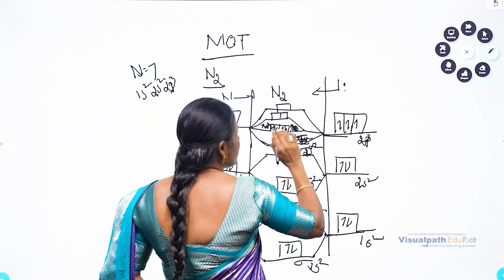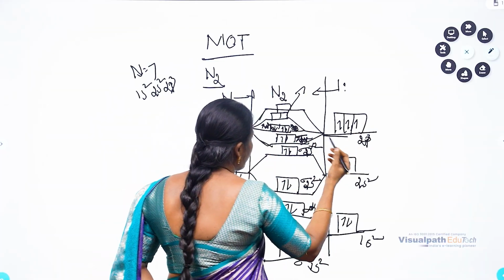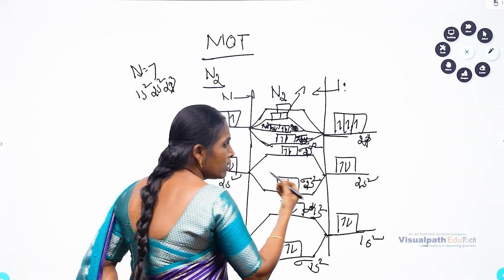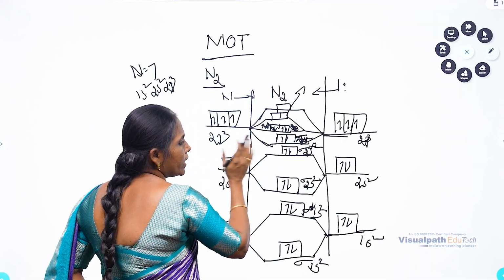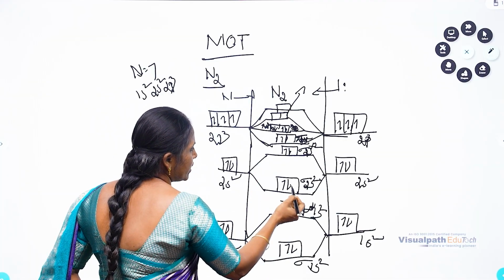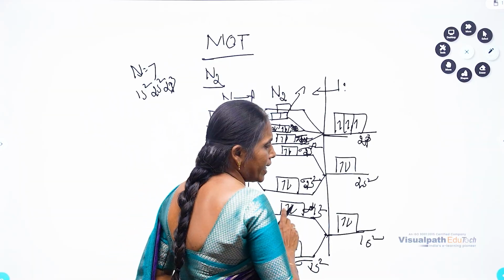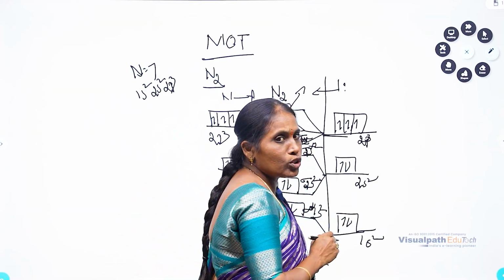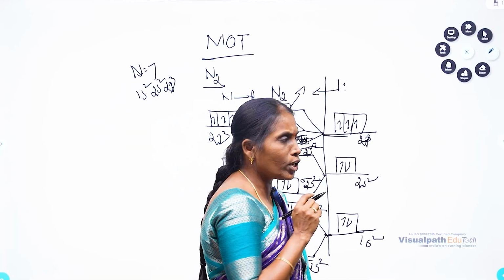Next, this anti-bonding is empty. In the atomic orbitals, total 7 plus 7, 14 electrons are there. In the molecular orbitals also 14 electrons are there: 1, 2, 3, 4, 5, 6, 7, 8, 9, 10, 11, 12, 13, 14. So, it is a MOT diagram. These MOT diagrams are useful to identify the magnetic nature and bond order.